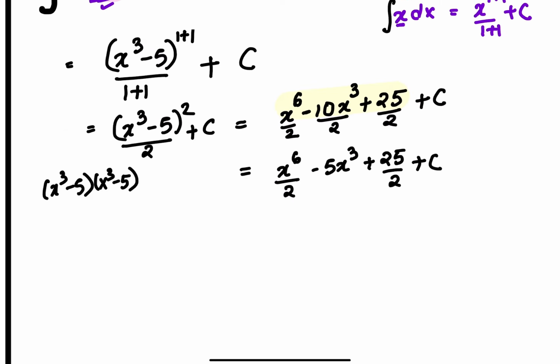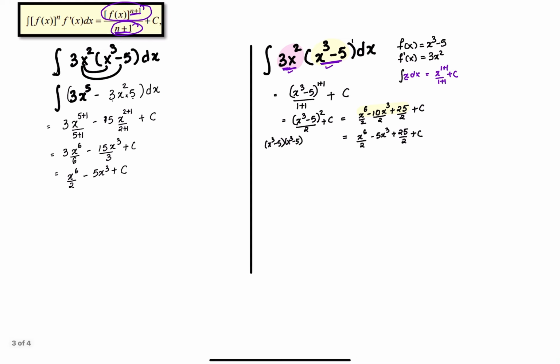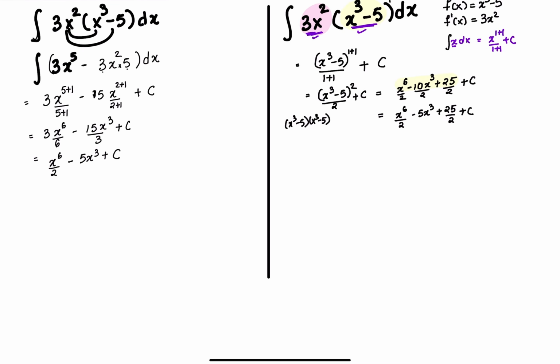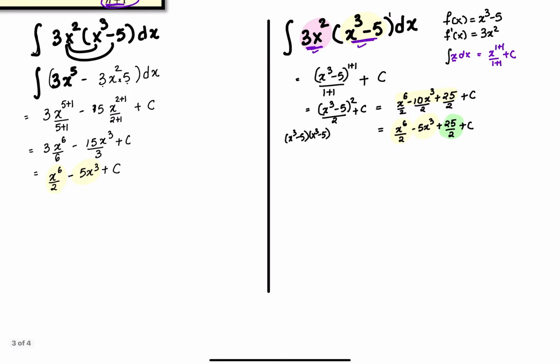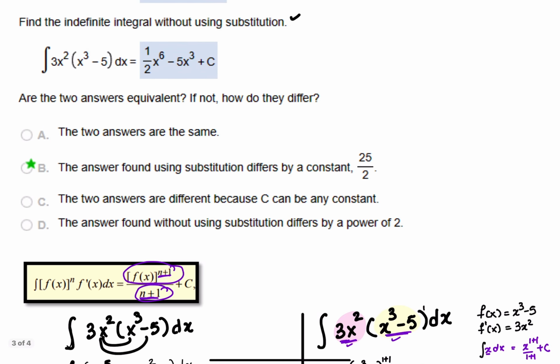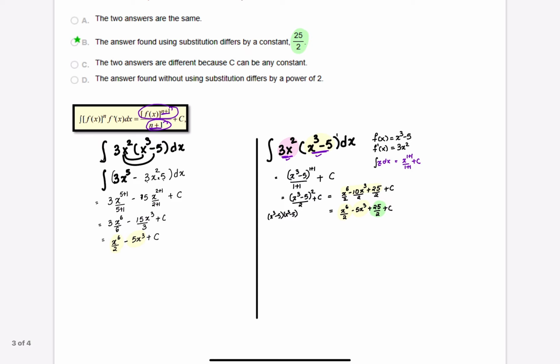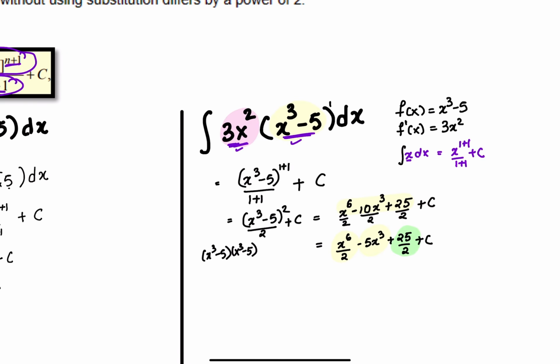Now let's go ahead and compare if these two are the same. I'm going to zoom in here. As you can see, this is x^6, I have x^6, negative 5x cubed, negative 5x cubed. But wait a minute, I have this 25 over 2 extra here. And that's exactly the difference. The difference between with substitution and without substitution is a constant, 25 over 2. So whenever you see multiple terms, always think in terms of the function and its derivative.